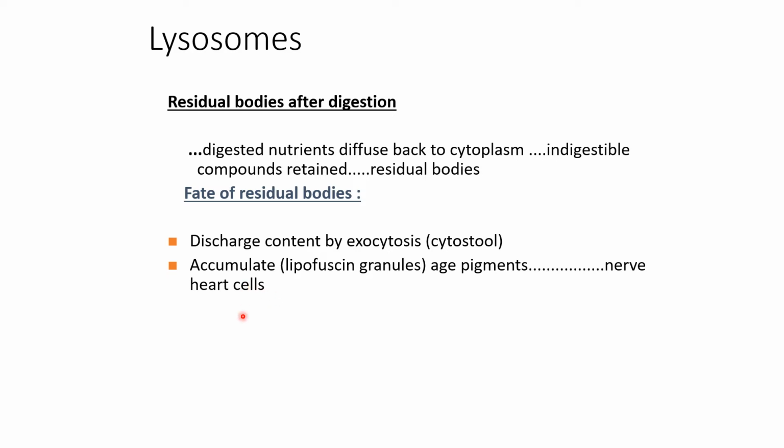Other cells have a short life, such as the phagocytic cells. They can live only 3 to 4 days. So these indigestible substances are present in long-lived cells such as the nerve and the heart cell.